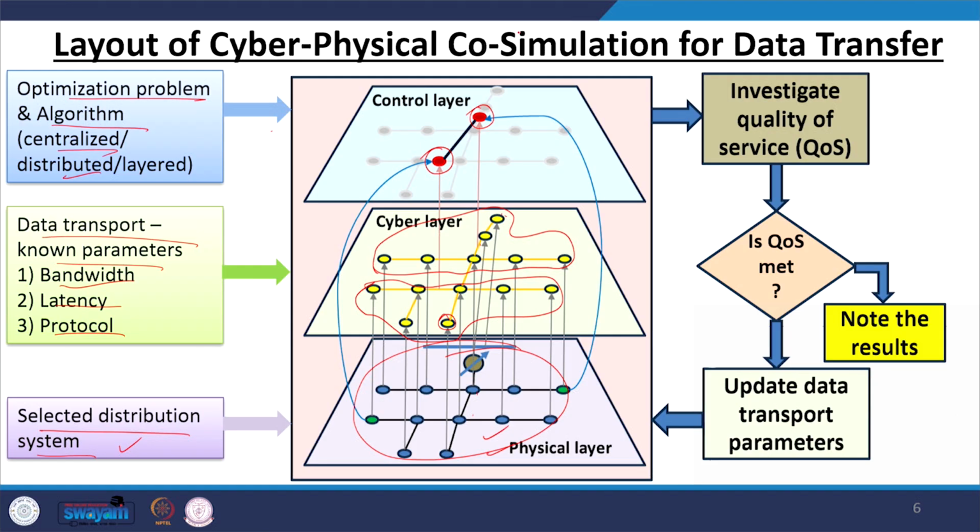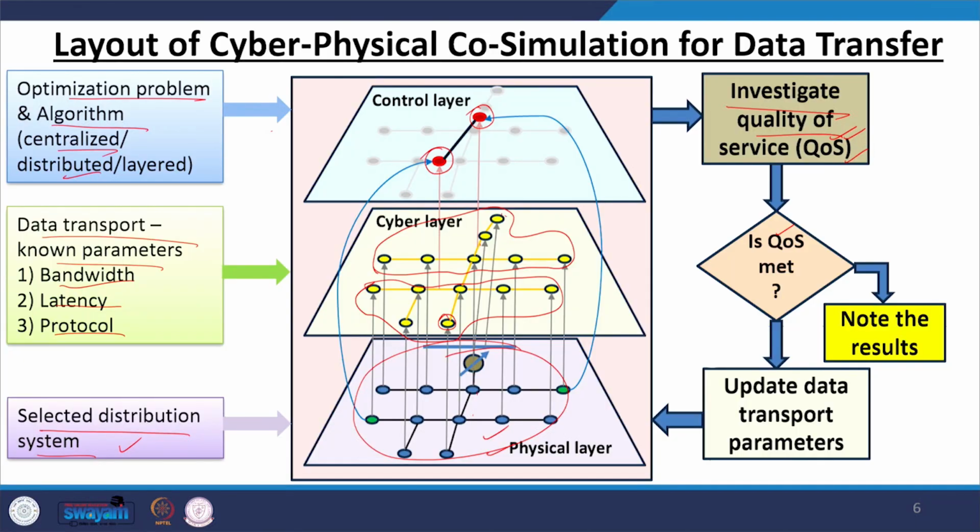Then after simulating, you will get the output and you investigate the quality of service parameters. You see how much is the latency, the total latency of the system, how much total noise it is incurring. So, those things you check, whether the QoS limit is met. There is a standard for how much QoS we can get for every application. If it is not met, then you have to update the data transport parameters. That means, you have to change your parameters, change the protocols, update the lengths of the lines, or if it is yes, then note the results.